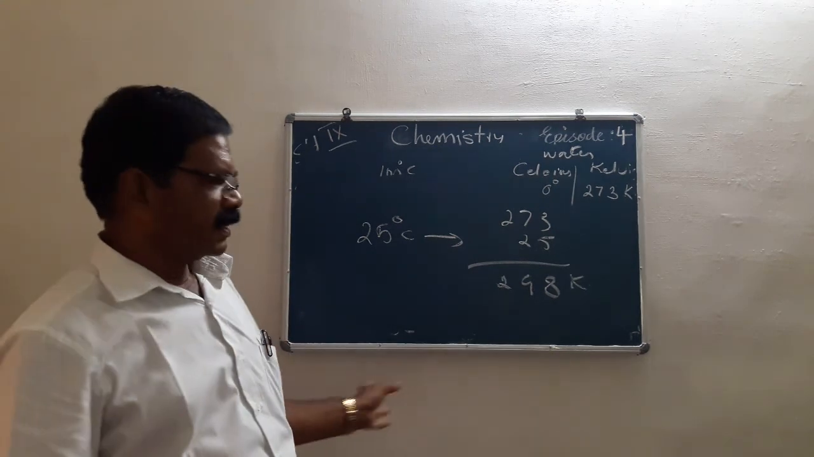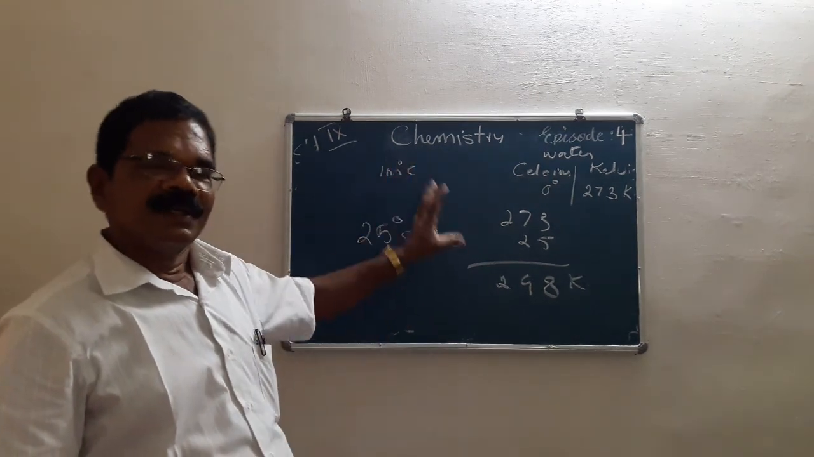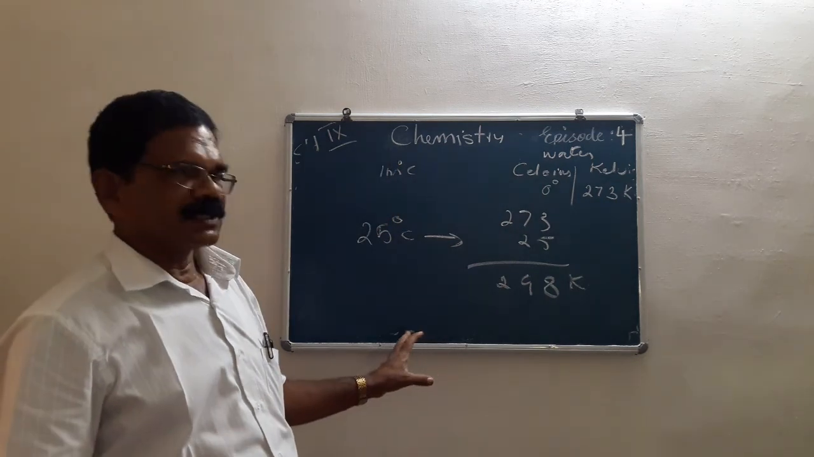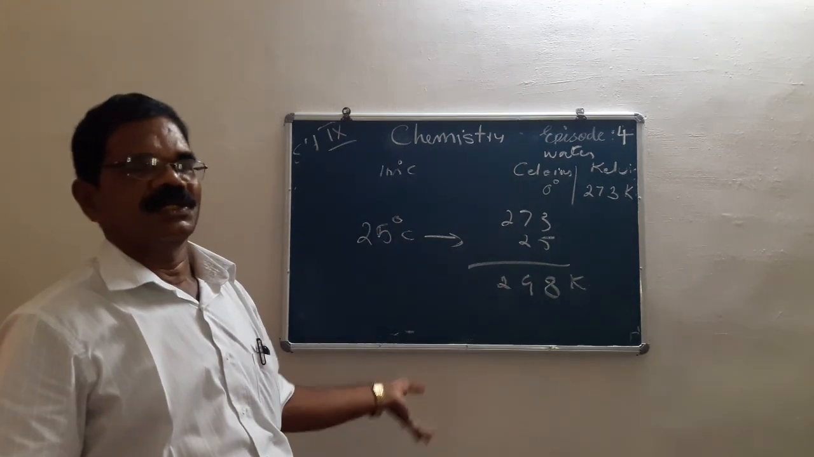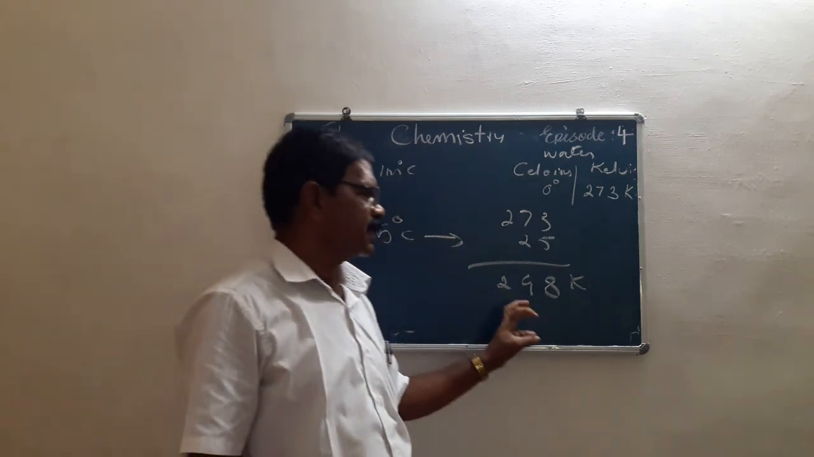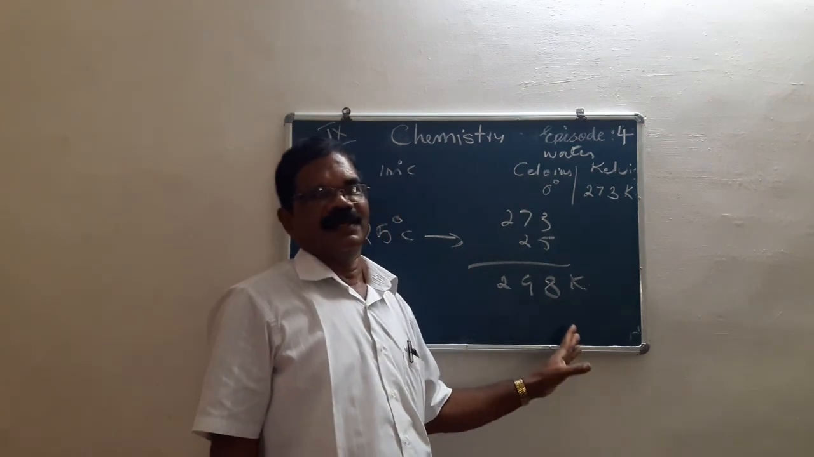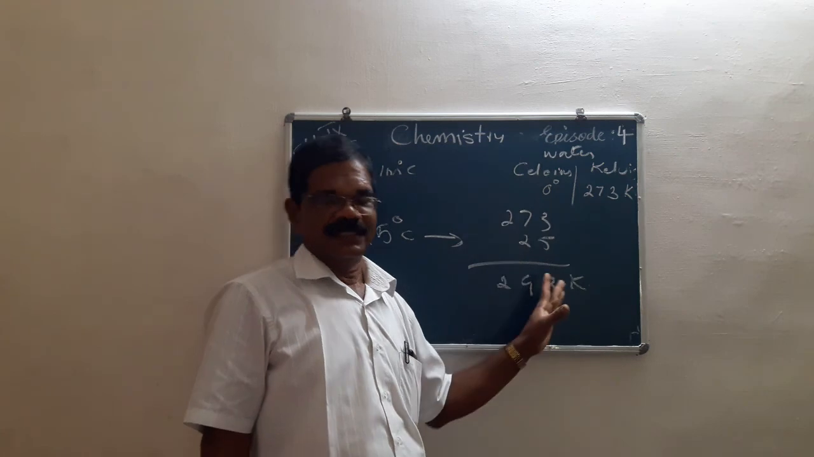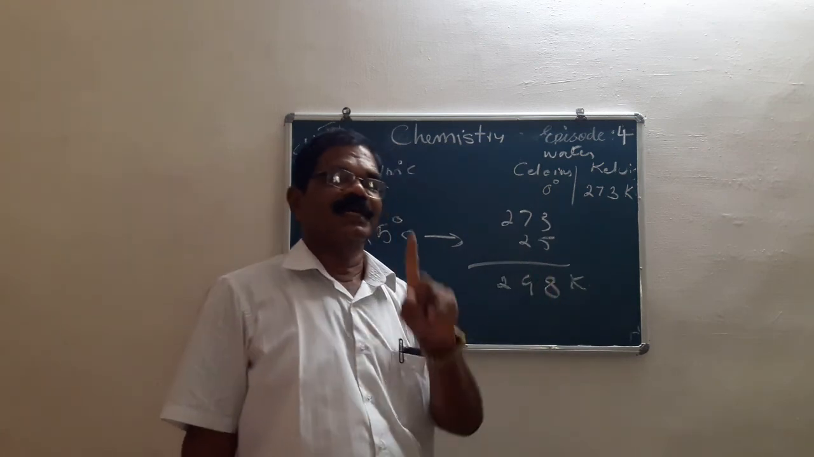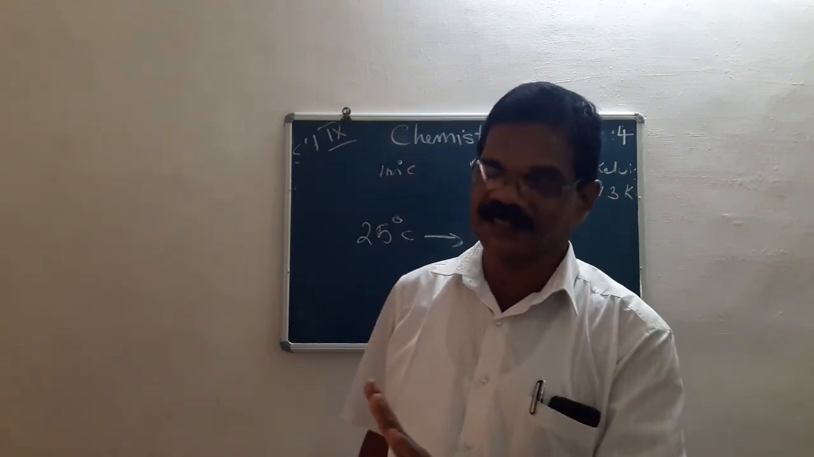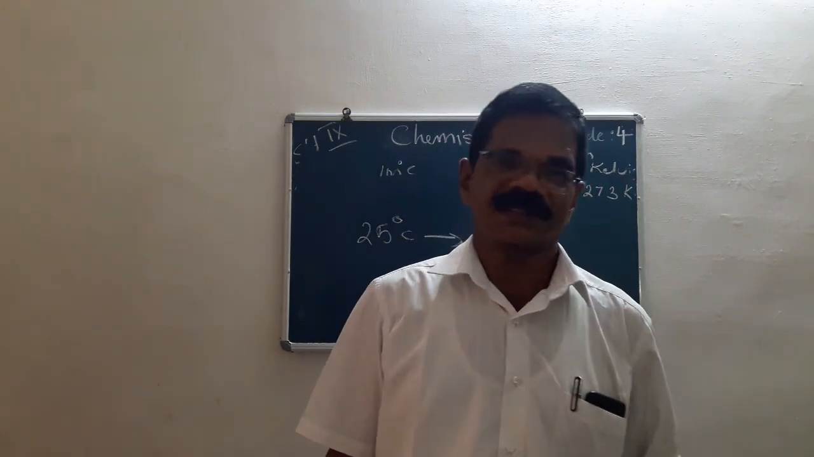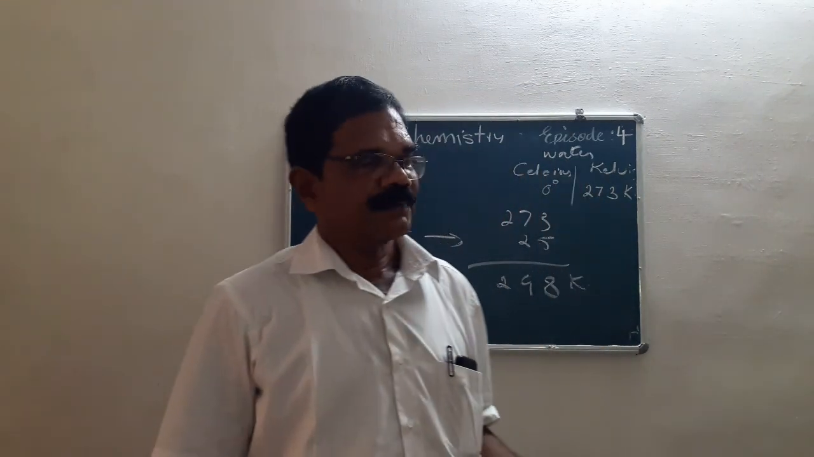To summarize, Kelvin thought that the lowest temperature a body can attain is negative 273, and negative 273 is considered as 0 K. Then he increased the temperature. The difference is that in the Kelvin scale there is no negative temperature. But in the case of the Celsius scale there are negative temperatures. Today this chapter is over.